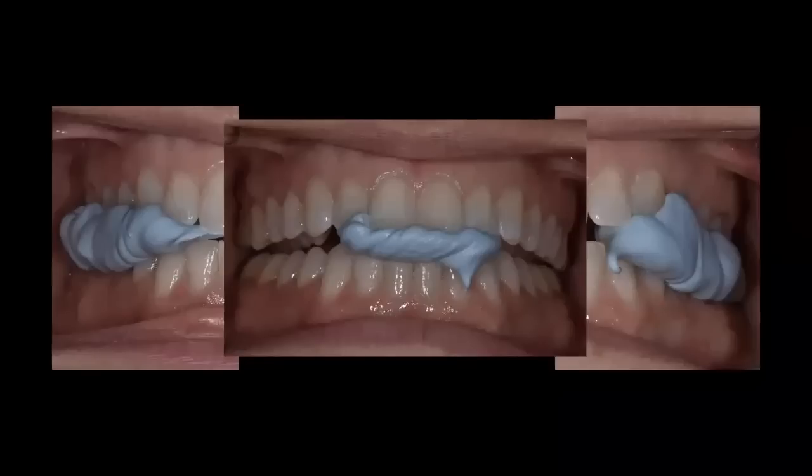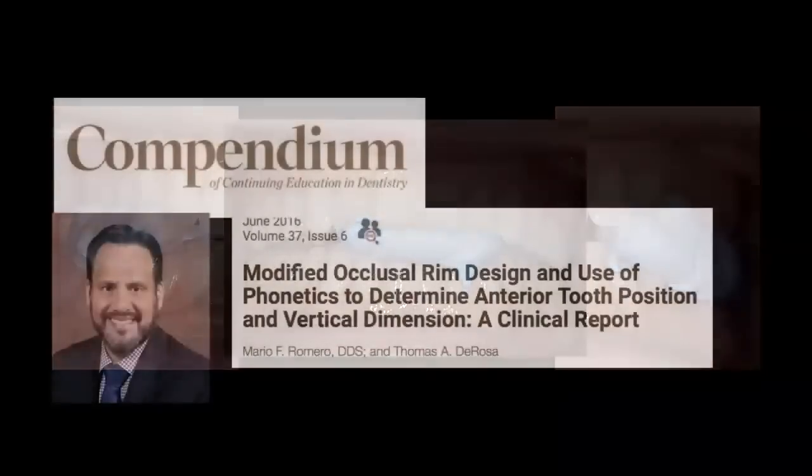And I do it on the left, right, and front. Then I put them all three in the patient's mouth. I have them tap on top of them just to make sure that I registered the correct position. And then you can use the Regisil again to mount your mandibular cast against the maxillary cast in centric relation.